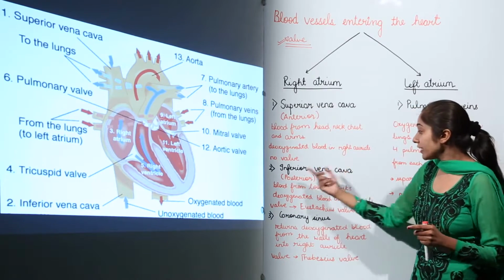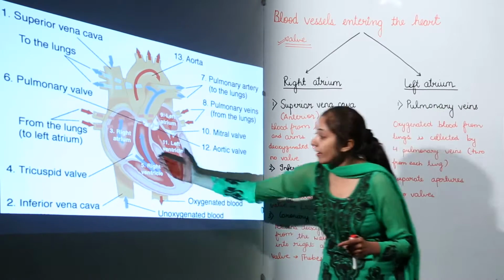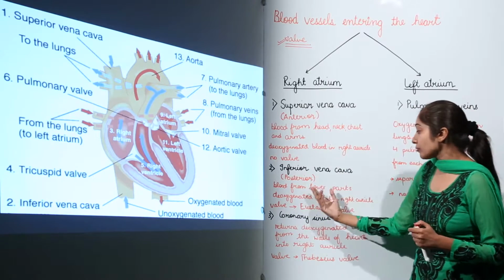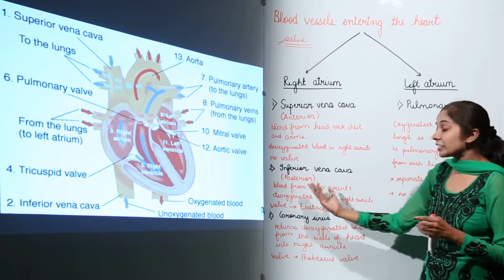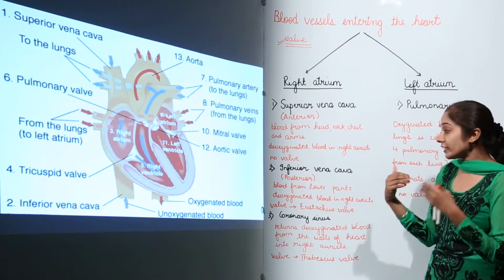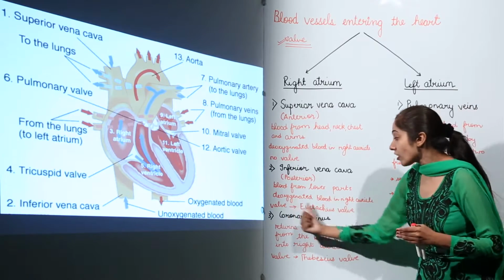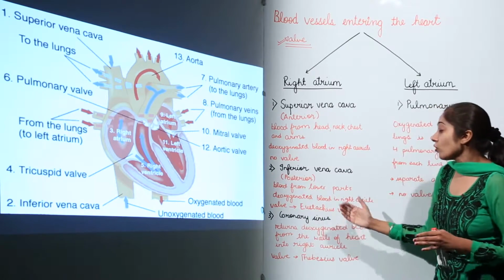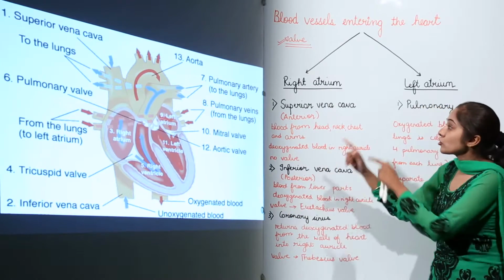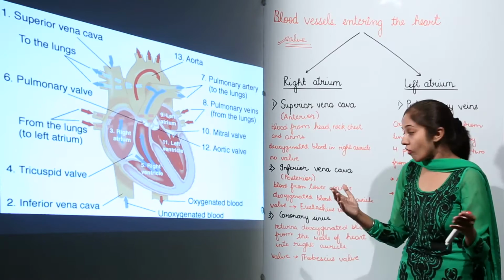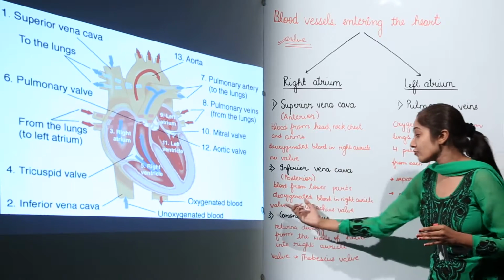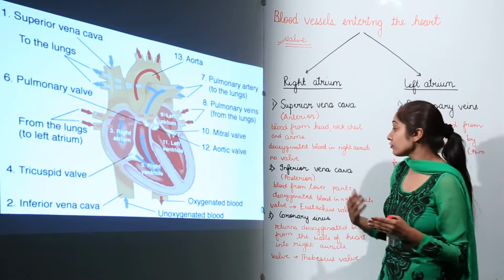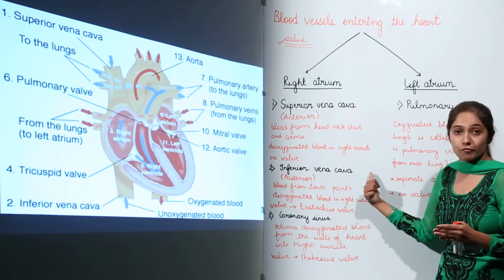Then we have the inferior vena cava, which, you can see here, is in a posterior position. It brings blood from the lower parts, and it brings the deoxygenated blood into the right atrium, right? So it has a valve. The superior vena cava has no valve, but the inferior vena cava has a valve that is known as the Eustachian valve, or you can also call it the valve of the inferior vena cava, right?